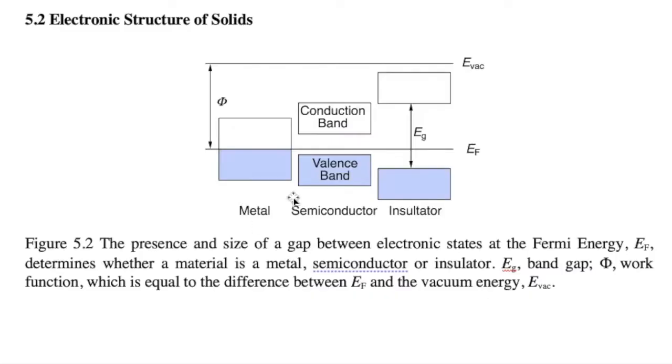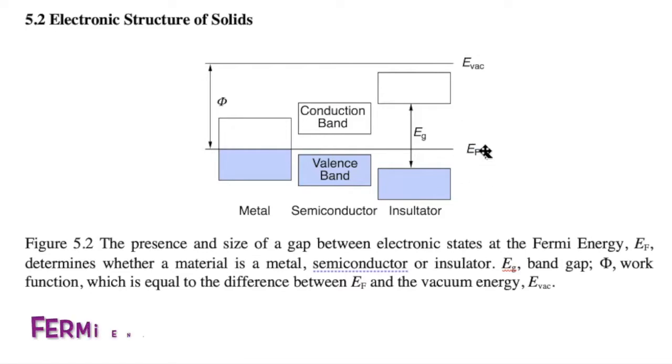Let's define a couple of things here. One is the vacuum energy. The vacuum energy is if you take an electron and pull it out of a metal, once you get it beyond the vacuum energy, it's not bound to the metal anymore.